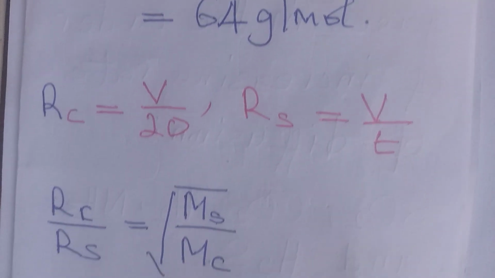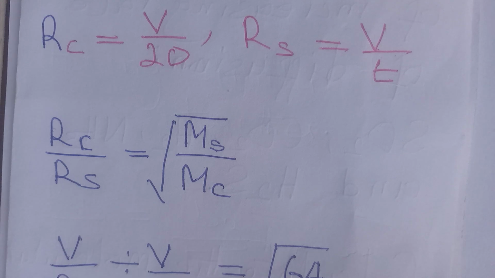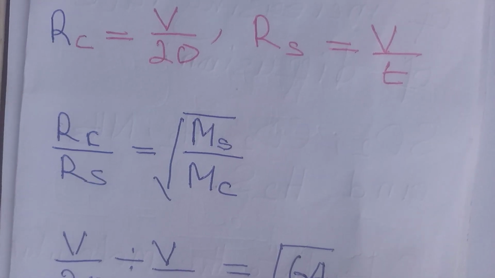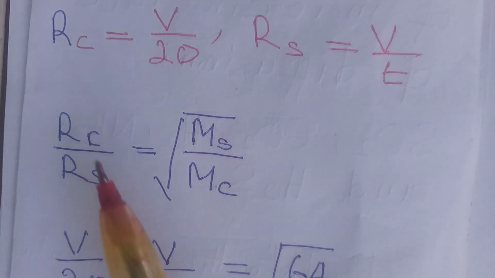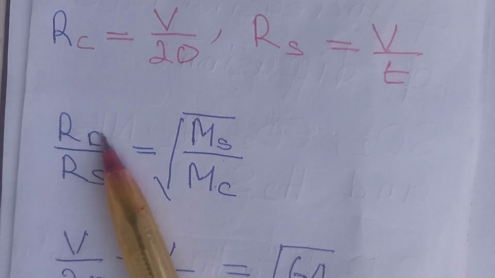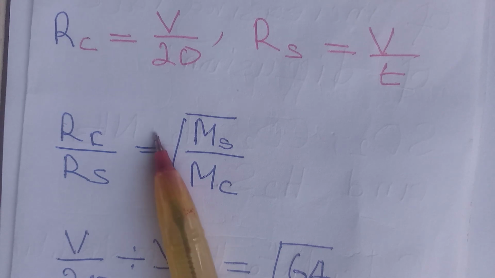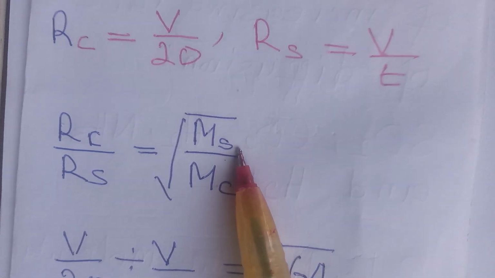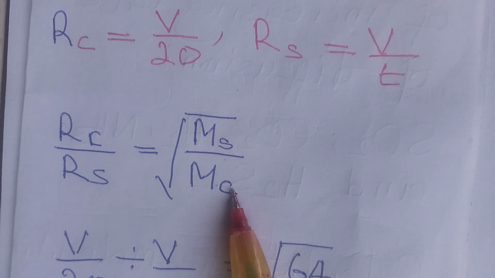Now, having done that, you simply state Graham's law of diffusion, because this is an application of Graham's law of diffusion. All the information in the question is pointing towards Graham's law of diffusion. ROC over ROS, that's the rate of diffusion of methane over that of sulfur 4 oxide, will be equal to the square root of the molecular mass of sulfur 4 oxide over that of methane.